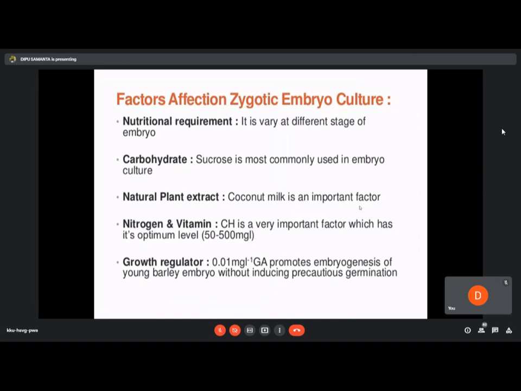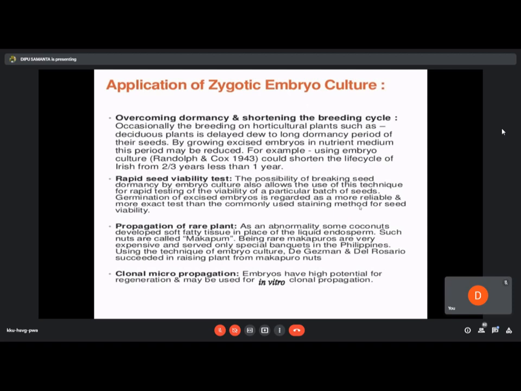Okay, now coming to the factors that govern zygotic embryo culture. These are the nutritional requirements: carbohydrates, mostly, for zygotic embryo culture. Sucrose is commonly used as the carbohydrate source. Sometimes we can use coconut milk or tomato juice as natural plant extracts for activation of this type of culture. For nitrogen and vitamin source, we can use casein hydrolysate, and gibberellic acid as the growth regulator. Now coming to the applications of zygotic embryo culture: to overcome dormancy, shortening of the breeding cycle, rapid seed viability test, production of rare plants, and floral propagation also.